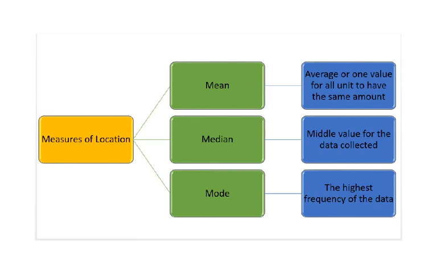For the median, the median is the middle value for the data that we collected. Using the same example, we have three students with 2 ringgit, 4 ringgit, and 2 ringgit. If we rearrange the values from the smallest to the highest, we have 2, 2, and 4. The value in the middle is 2, so our median value is 2.